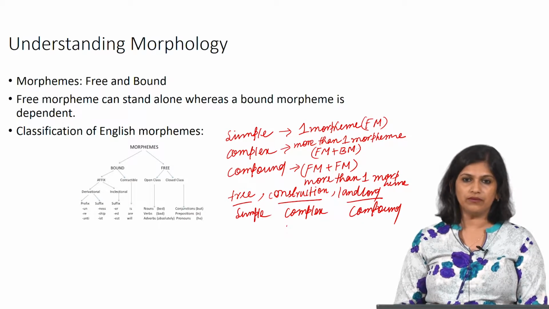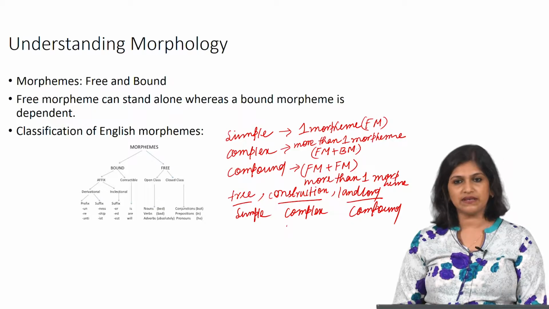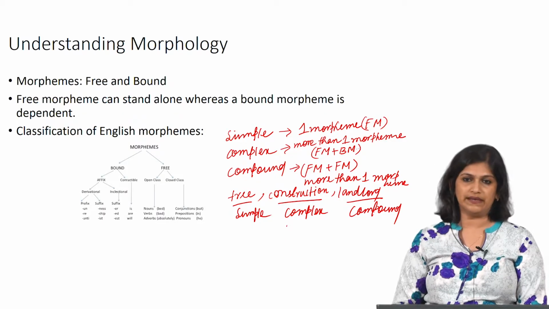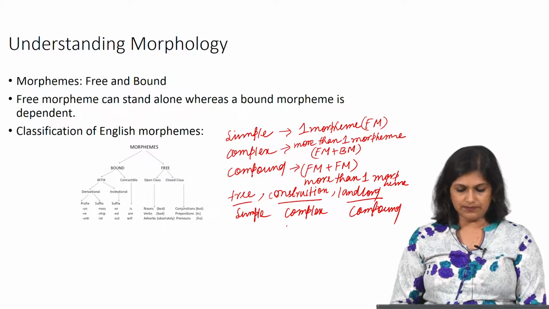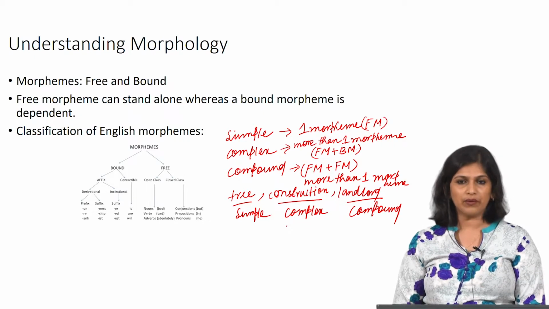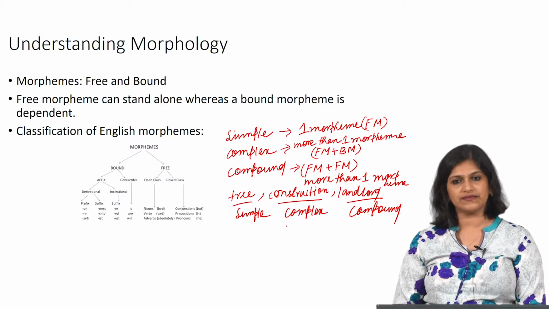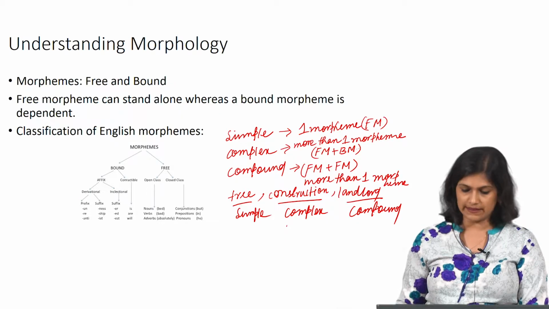And how about a complex word? There must be one free morpheme and then one or more bound morphemes. If you remember correctly, bound morphemes are the ones which depend on other morphemes to get complete meaning. That is how we understand what a complex word is. Finally, there is the compound word, and this will have at least two free morphemes. It could be more than that, depending on which language you speak, but the minimum requirement is at least two free morphemes.